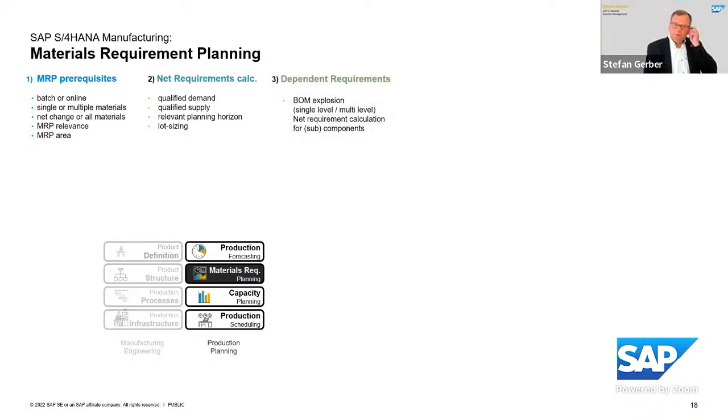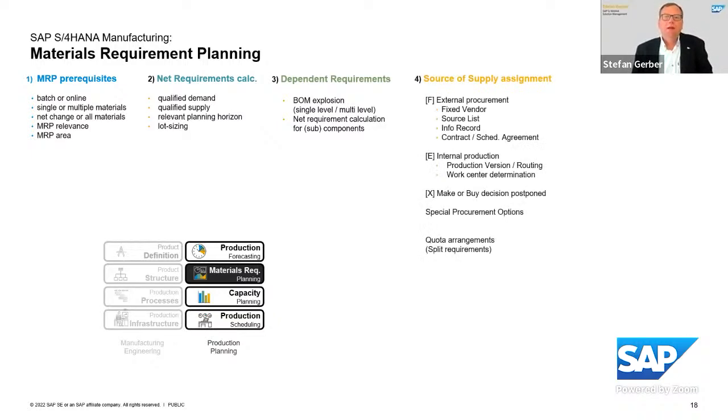Then we explode the bill of material and look at all the dependent requirements from the components below. Also here we do the net calculation, and then the system assigns a source of supply if it's properly maintained. There are several options like internal or external procurement, as well as the special procurement keys. So then you can, for example, procure the parts from a different plant, from a subcontractor, or from a consignment inventory store.